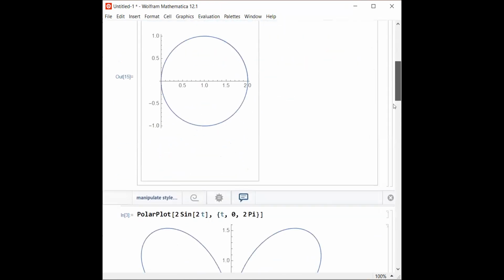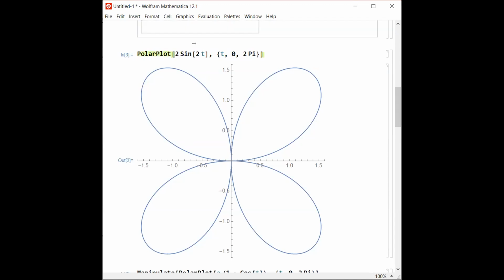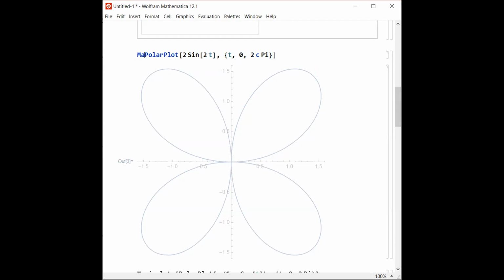If we look at the next one, this is the polar plot r equals 2 sine 2t. We can get the 4 different leaves. And so what I can do, I'll do the same thing as before. So you can see it being slowly added. I'll have c go from 0 to 1.